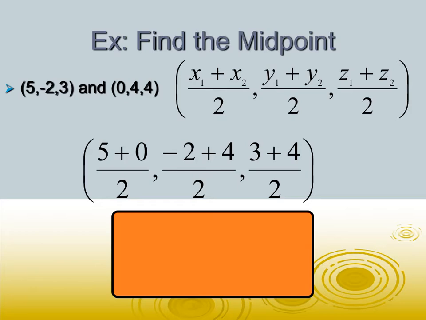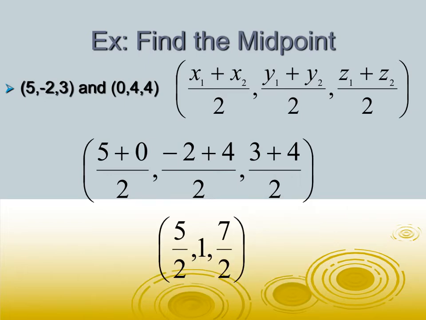Again, I want to note that I haven't actually set up which values are x1, y1, and z1, because since we are adding them together, we're going to get the same value regardless of which direction we add. Once you simplify, no matter which way you added them, we should get the same answer, which is (5/2, 1, 7/2). And this is now the point that's in the middle of our two endpoints.